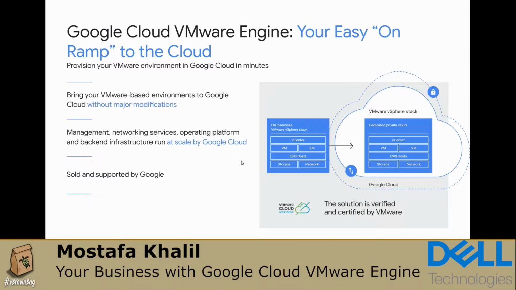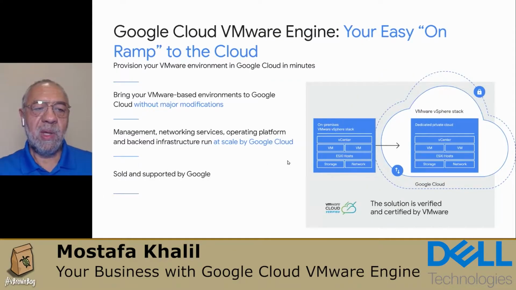The easy on-ramp to the cloud is the GCVE. That's the abbreviation of Google Cloud VMware Engine. You provision your VMware environment in Google Cloud in minutes, similar to the environment that you have on-prem, but it's running in the cloud. You bring your VMware-based environments to Google Cloud without any major modifications. Management, networking services, operating platform, and backend infrastructure run at scale by Google Cloud. This solution is sold, supported, and developed by Google.